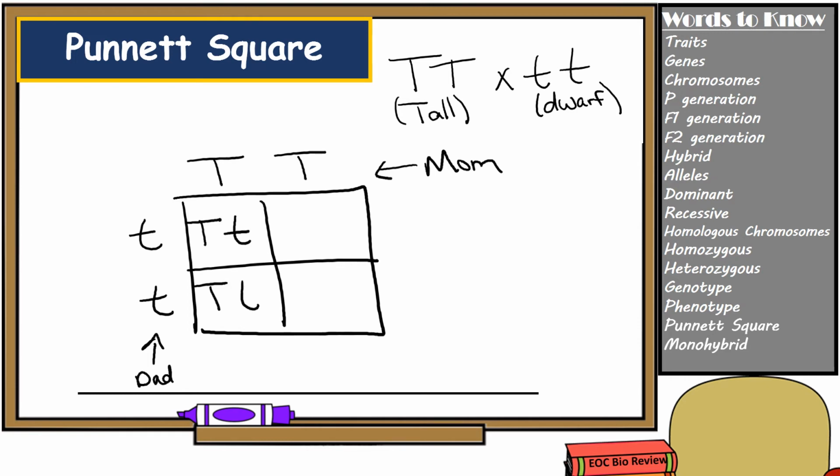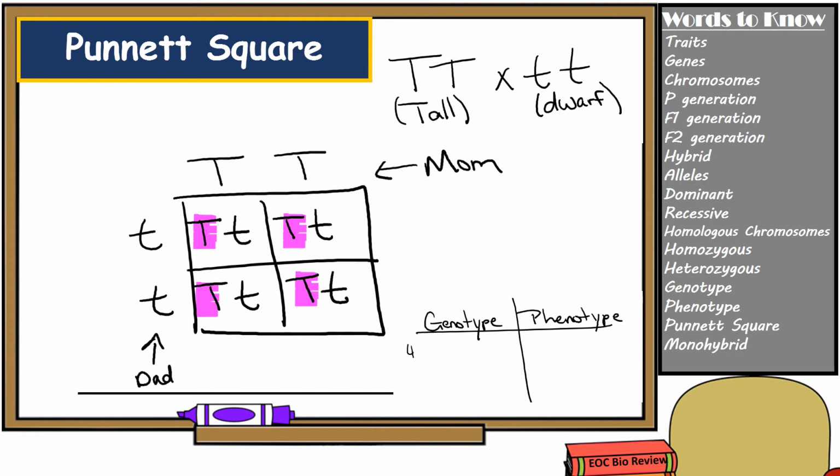Notice that the phenotype for all of these offspring would be tall because a dominant allele is present in all of them, which will cause the recessive allele to be hidden. We would describe these findings in a T-chart like this, in which the genotype of 4 out of 4 offspring were heterozygous, and as for the phenotype, 4 out of 4 were tall. Basically, we could say 100% of the offspring were all heterozygous tall.